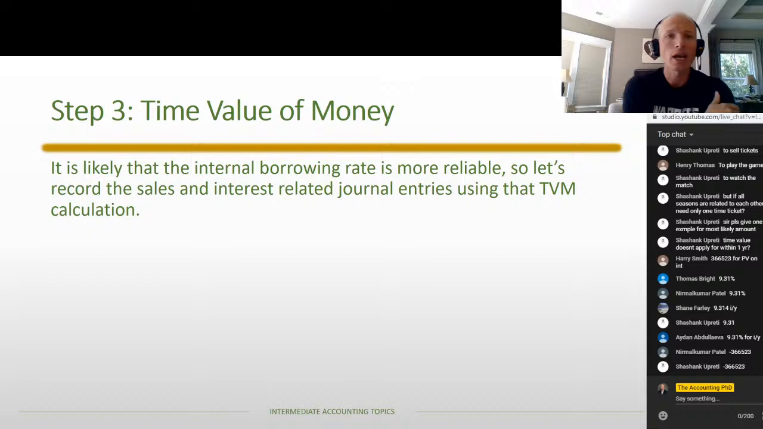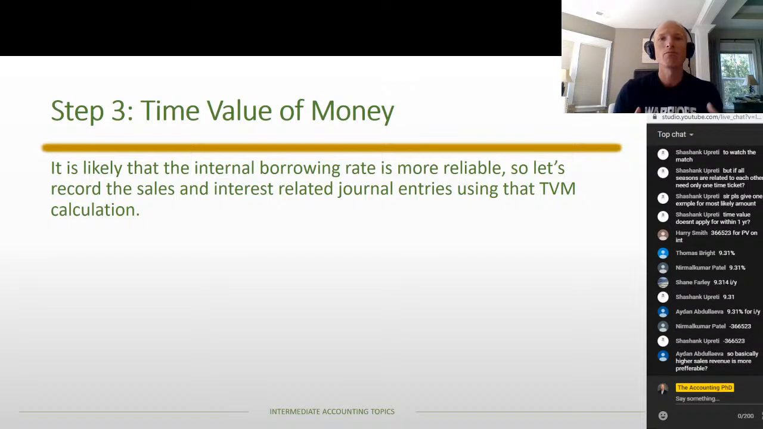Okay, so it's likely that the internal borrowing rate is going to be more reliable, so we're just going to kind of move through our journal entries using that. So basically, higher sales revenue is more preferable. Yes. Yes, Aiden, absolutely true. The higher sales revenue is preferable, again, because it's a top-line item, and because I get to recognize it immediately.